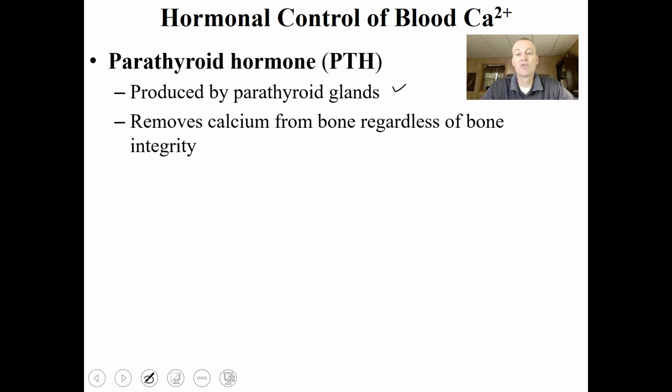These are glands that are located right behind the thyroid gland, in your throat region. This hormone is going to remove calcium from the bones, and this is regardless of the integrity of the bones. So if your bones are already osteoporotic, parathyroid hormone will continue to rob the bone of the minerals, even if they're osteoporotic.